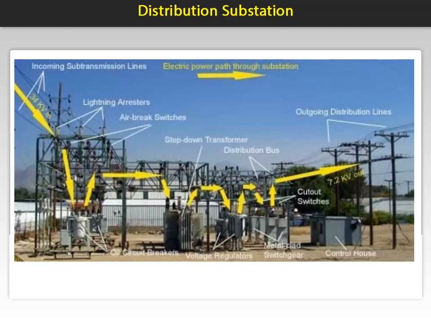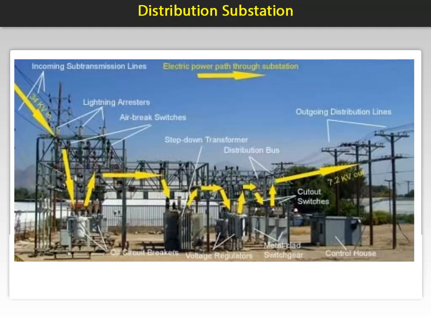Let's take an in-depth view of a typical distribution substation. One of the best images is provided by the OSHA website. It shows the power flow through the substation and the various pieces of equipment needed. Coming up we will touch on each piece of equipment. First you see the incoming sub-transmission lines. In this case the incoming voltage is 34 kV.